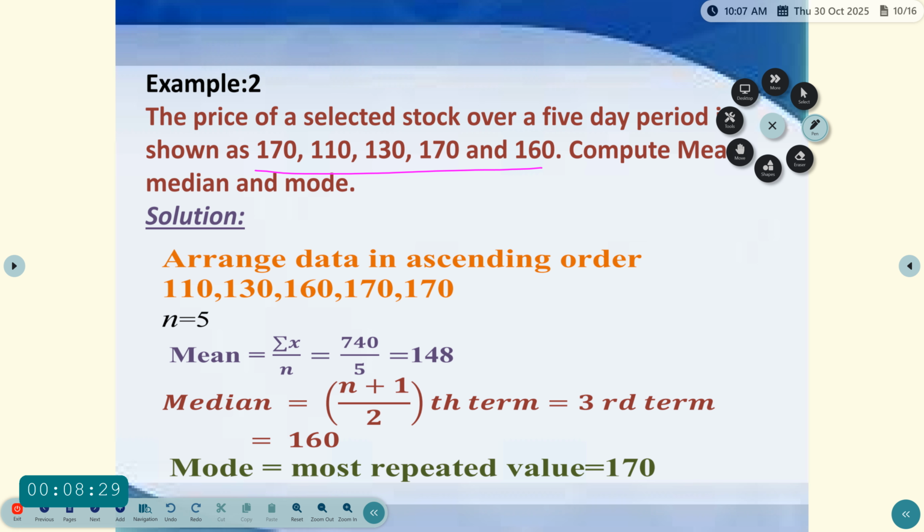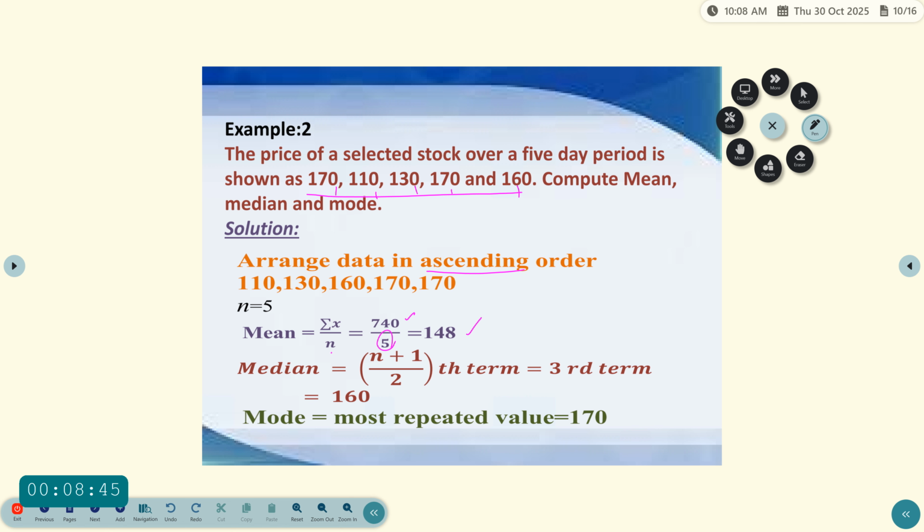How can we find the mean value? Sum of observations divided by number of observations. So the sum is 740 divided by the number of observations: 1, 2, 3, 4, 5. So 5 observations are there. So the answer is 148.